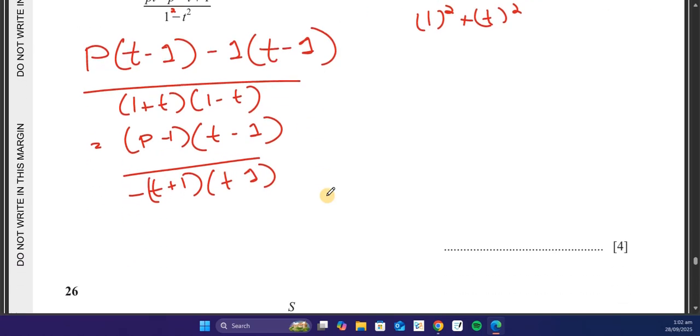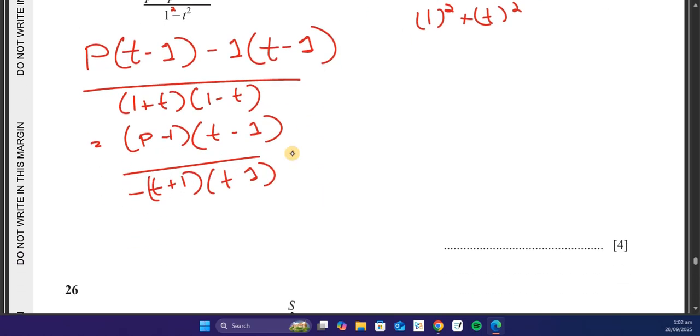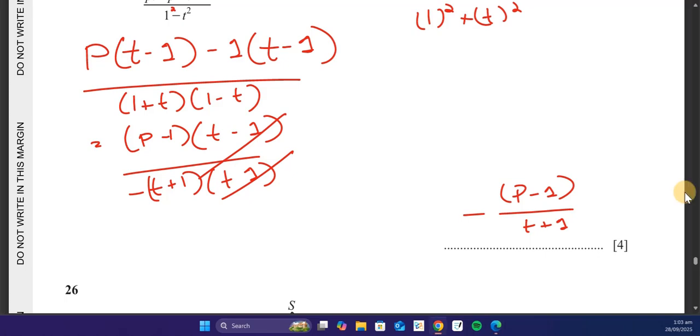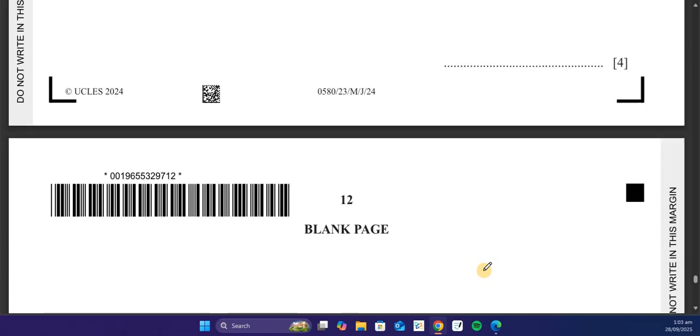Alright, so we've made it pretty simple. We could simplify, and that should give us minus (p minus 1) over (t plus 1). Make sense? Alright, on to our last question, I suppose, question number 26.